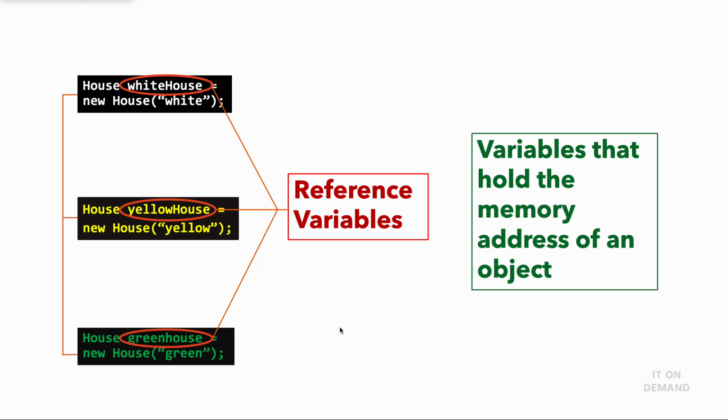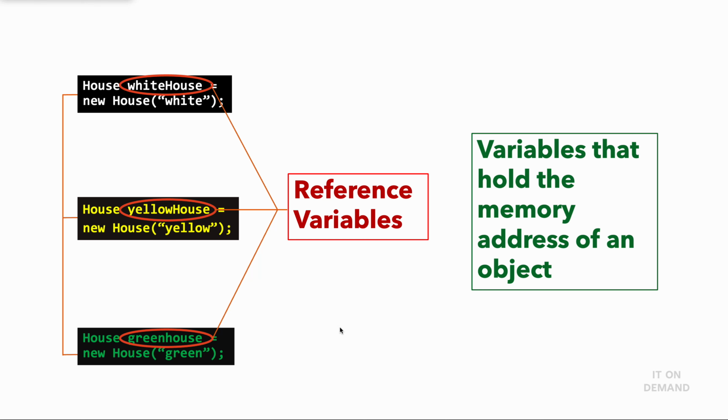We've talked about reference variables, and we said they are variables that hold the memory address of an object. To explain this a little bit, think of houses. One thing we can say about one house is: look for this white house. It's at this particular address, at this particular location.